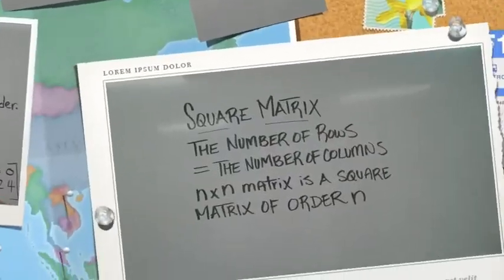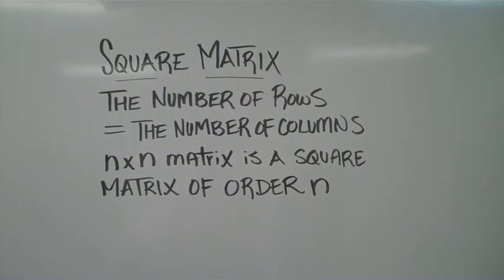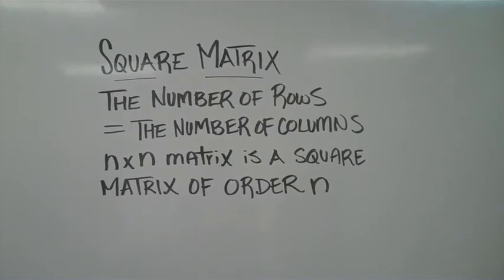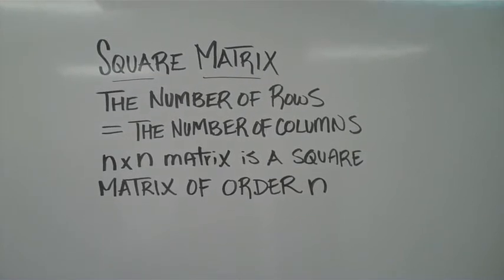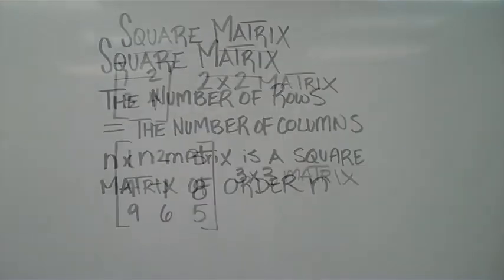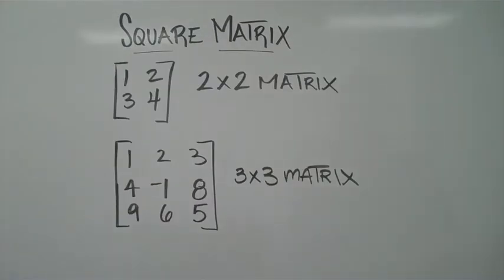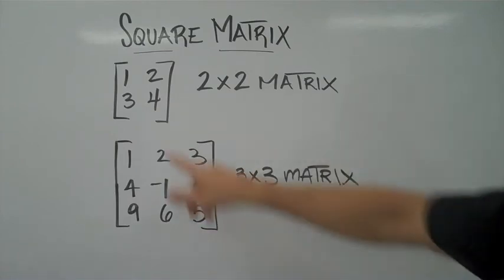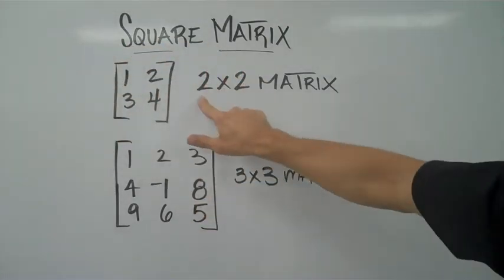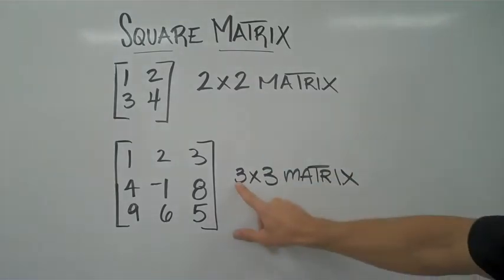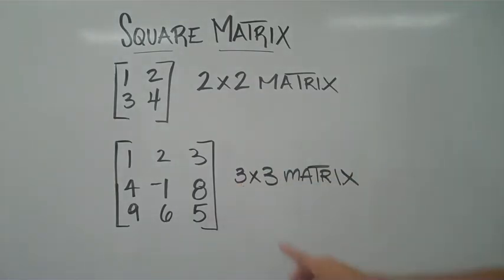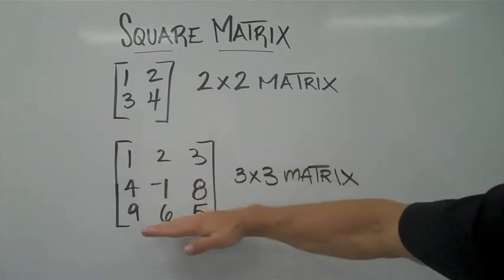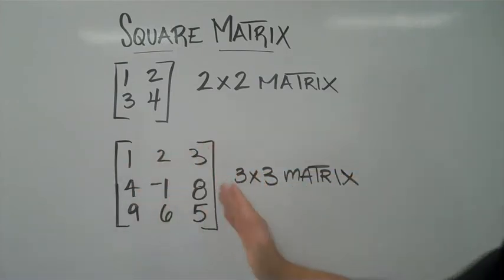In a square matrix, the number of rows is equal to the number of columns. So for an n by n matrix, we have a square matrix of order n. On top here, we have a square matrix of order 2, or a 2 by 2 matrix, because we have 2 rows by 2 columns. And here, rows by columns, this is a square matrix of order 3, or a 3 by 3 matrix. Here's the number of rows, 1, 2, 3 rows, and 1, 2, 3 columns: 3 rows by 3 columns.